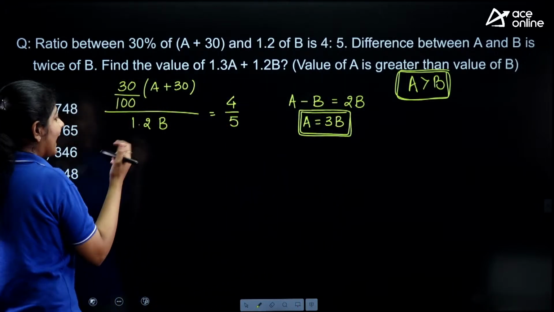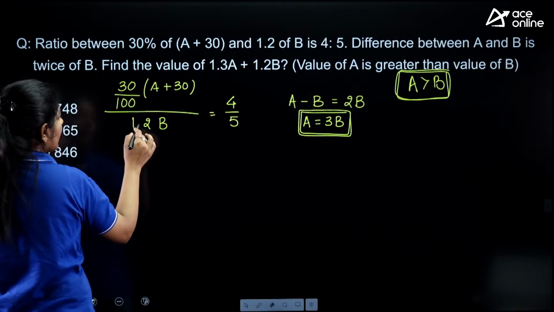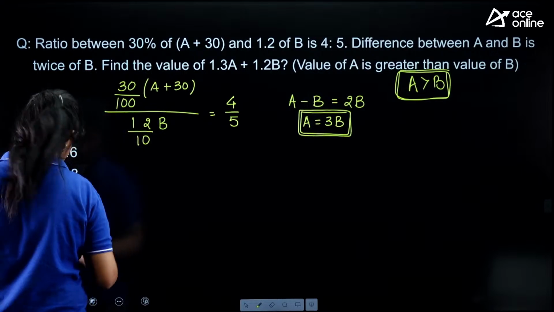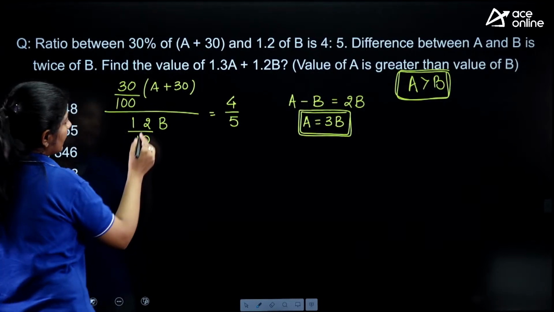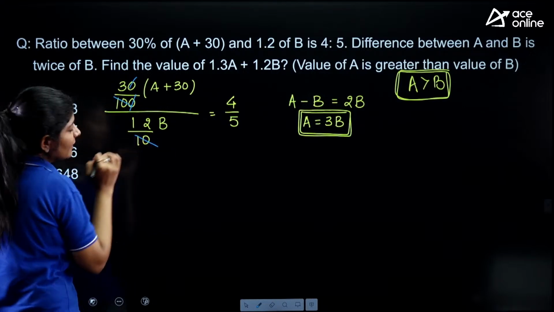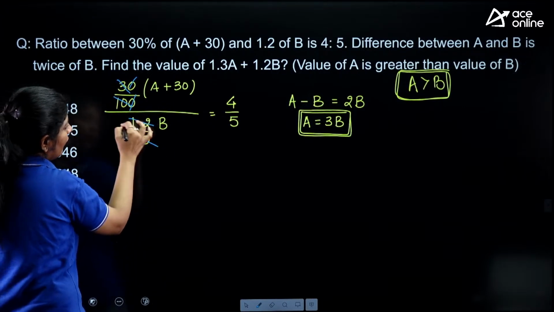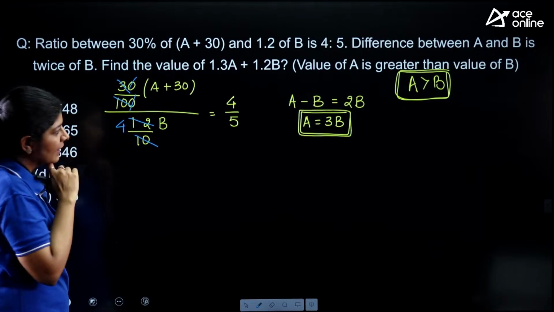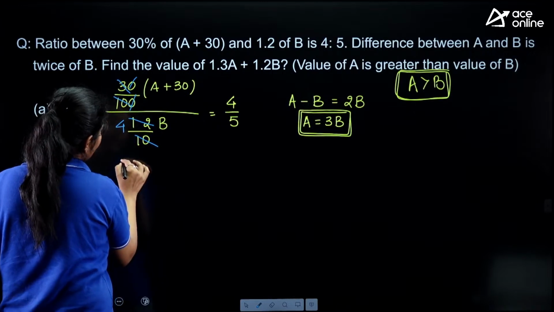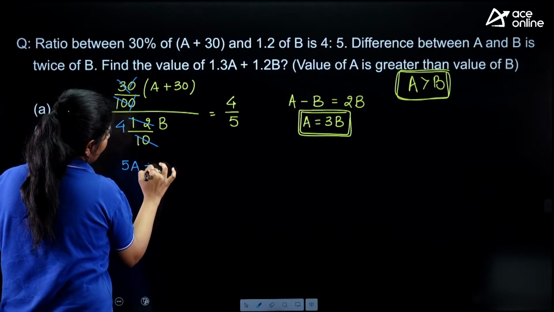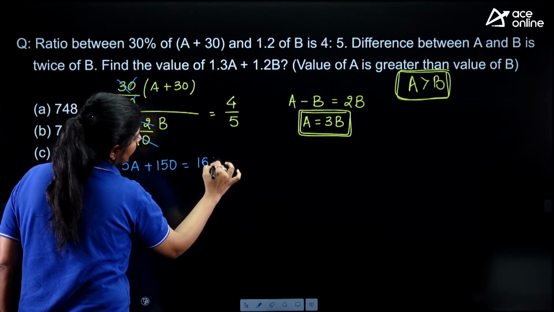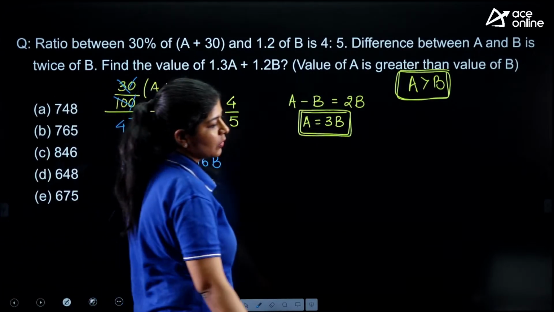Okay. Are we able to cancel anything from here? Yes. If we try, we can cancel, right? So what we are going to do, we are just going to eliminate this 0 and this 0, this 10 and this 10, right? Here 4. Clear? We just simply do the cross multiplication. Here we will get 5A plus 150 is nothing but equal to 16B, right? This is what we got over here.